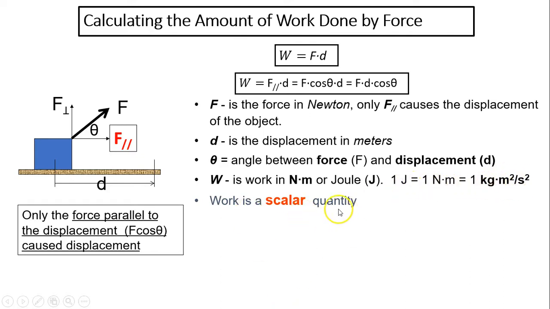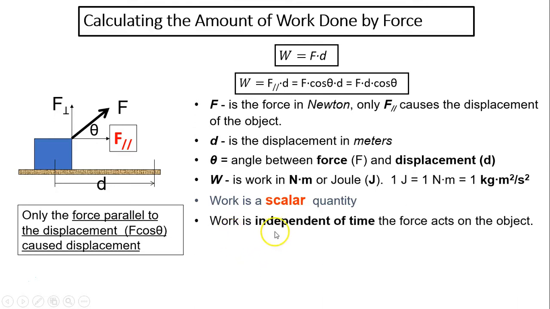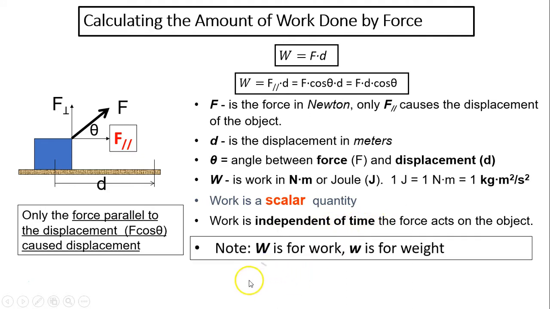Work is a scalar quantity. That means if you do 3 joules of work, then you do another 5 joules of work, total work would be 8 joules. So it's not a vector quantity. We don't have to use the Pythagorean theorem to add the two quantities. It's a scalar quantity, so we can just add it algebraically. Work is independent of time. So you can take a long time or a short time, you do the same amount of work. Note, this capital W is for work, lowercase w is for weight.